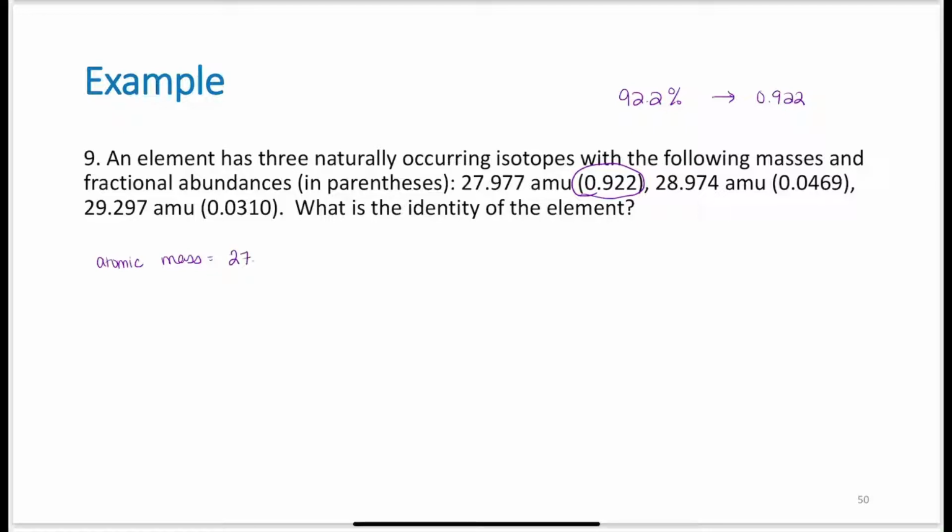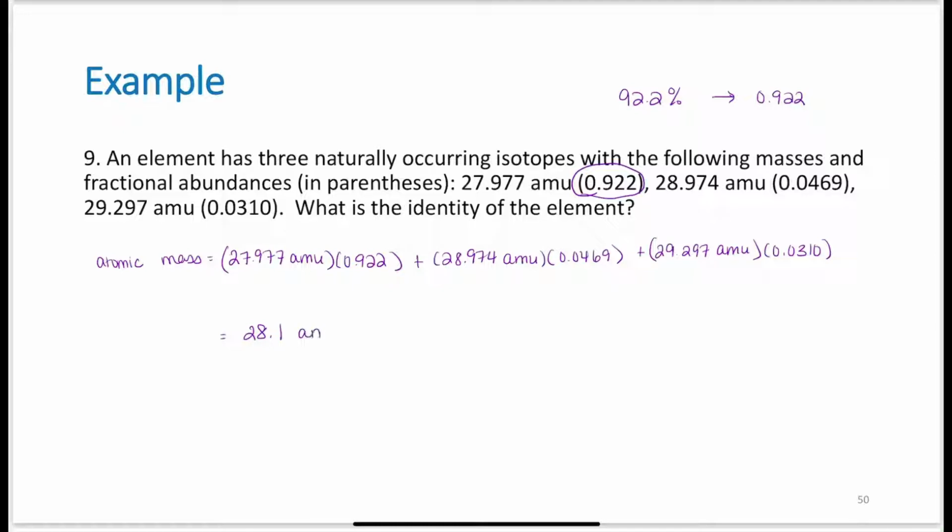So we've got 27.977 AMU times 0.922 plus 28.974 AMU times 0.0469 plus 29.297 AMU times 0.0310. When I calculate all of this out, I'm going to get an atomic mass of 28.1 AMU.